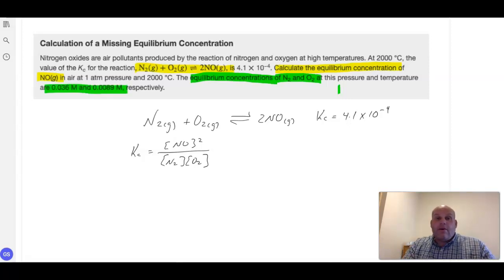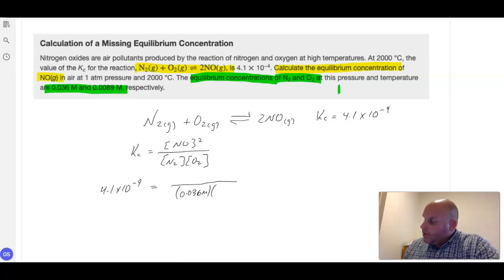All right, so as I think about all the information the problem has given me, I have a Kc value. I have an equilibrium concentration of N2. I have an equilibrium concentration of O2. And what I'm missing then is my equilibrium concentration of NO, which is exactly what the problem is asking for. So I'm now at a point where I can work to solve this problem.